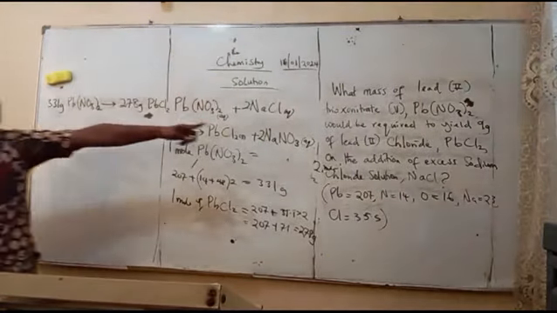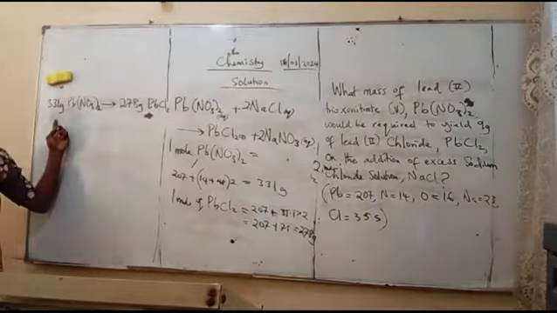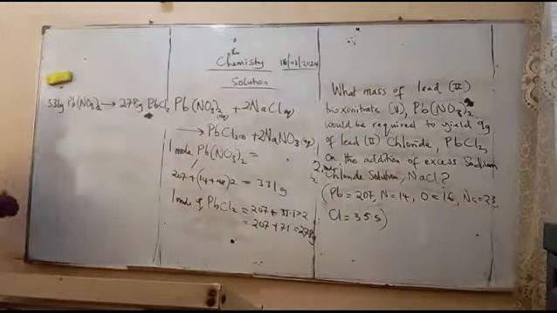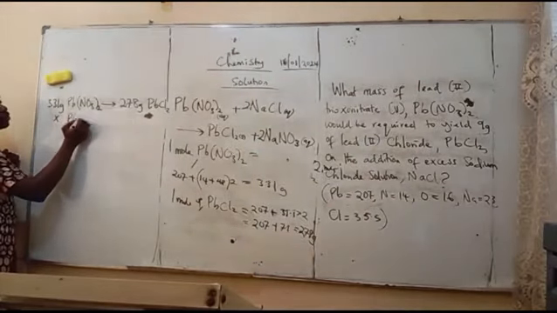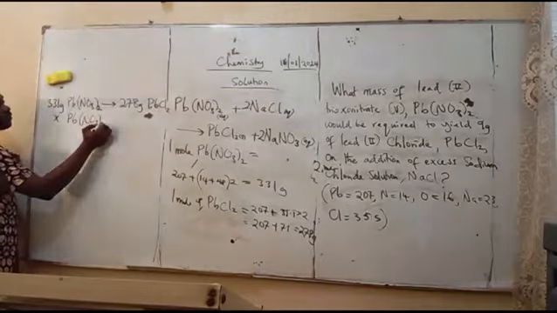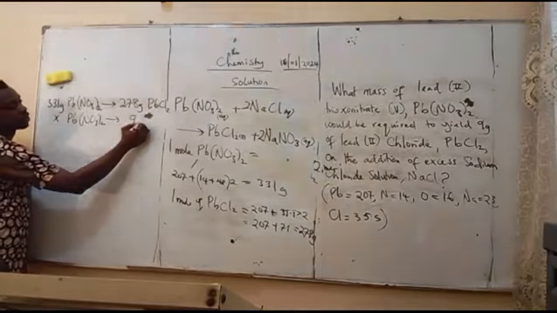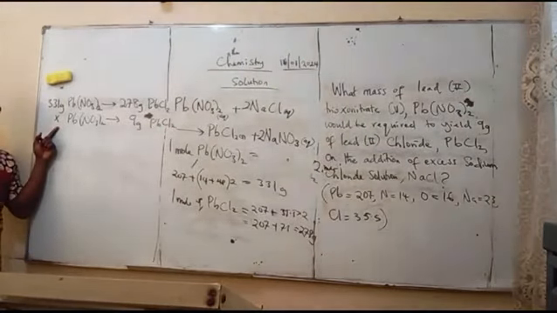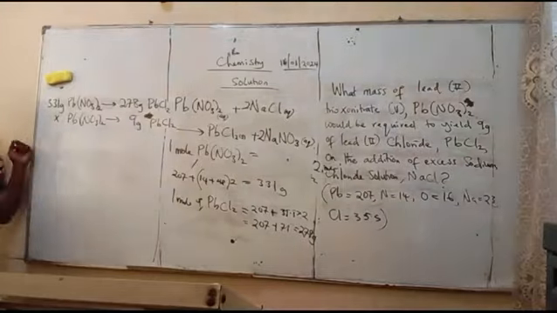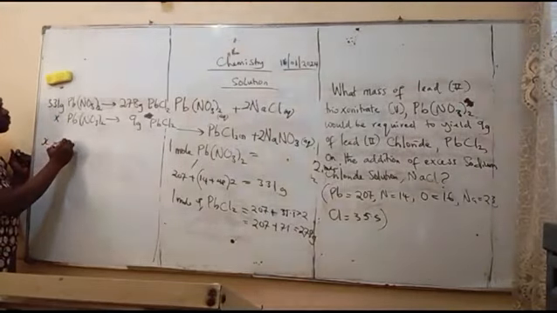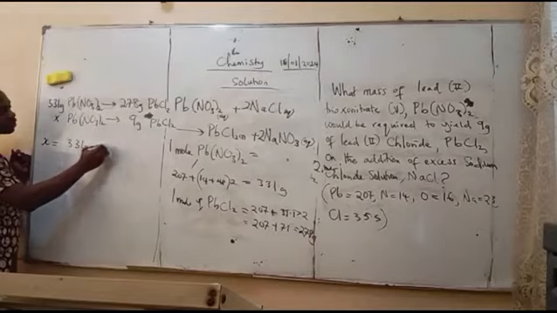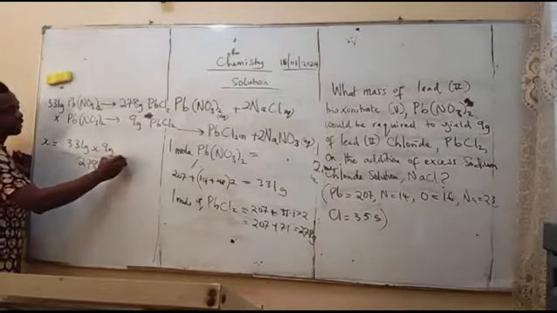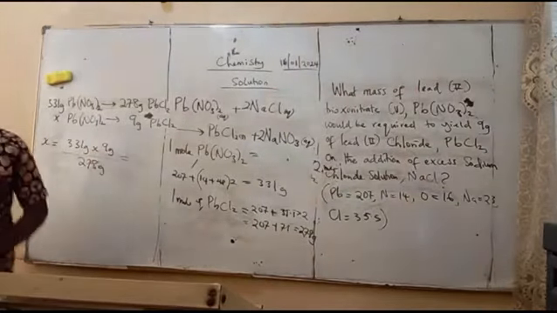But we are asked to calculate the mass of lead nitrate that will yield 9 gram of this. So that means X of lead nitrate will now yield 9 gram of lead chloride. So this X is what I'm looking for. Let's cross multiply and get our X. So X is equal to 331 gram times 9 gram over 278 gram. What's the answer? This gives us around 10 point something.